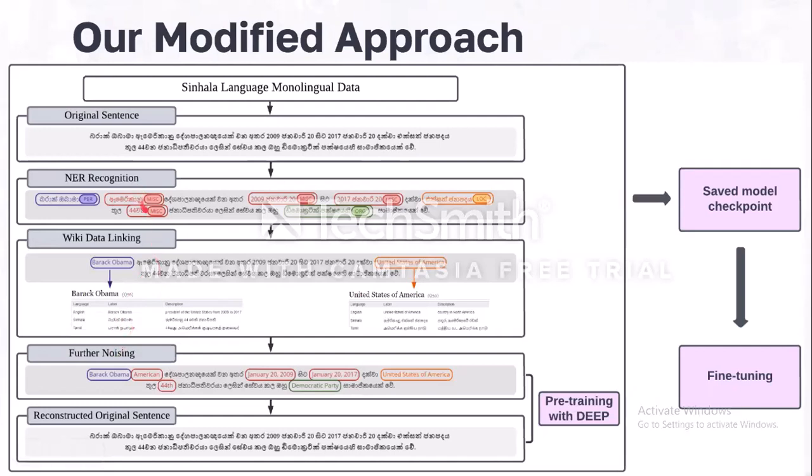But there can be more named entities that are not translated during this phase. So we use another technique such as the Google Translation API and a transliteration approach to translate the remaining named entities to get the further noised sentence. After that, we pre-train the model to reconstruct the denoised original sentence from the noised sentence. Then we carry out the fine-tuning task as in our baseline.